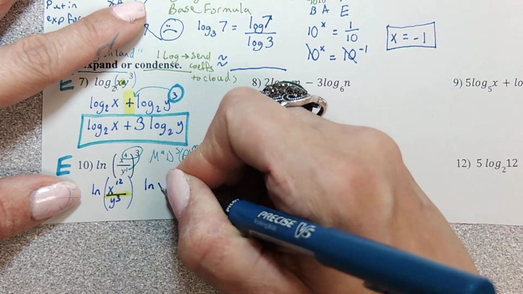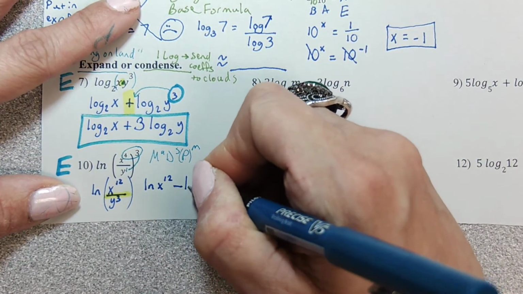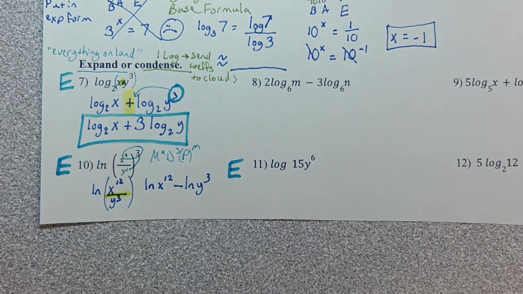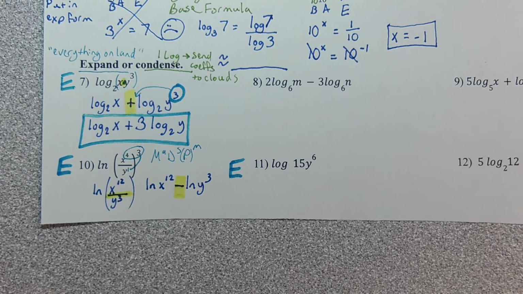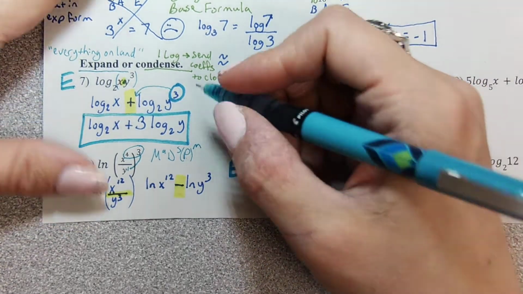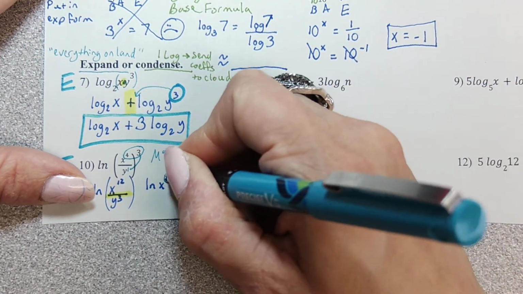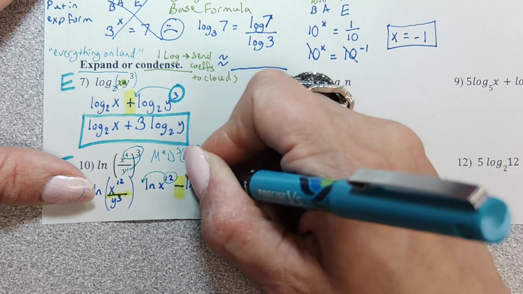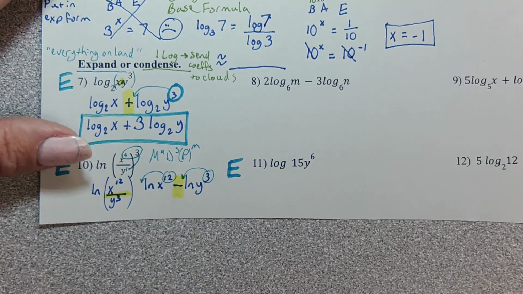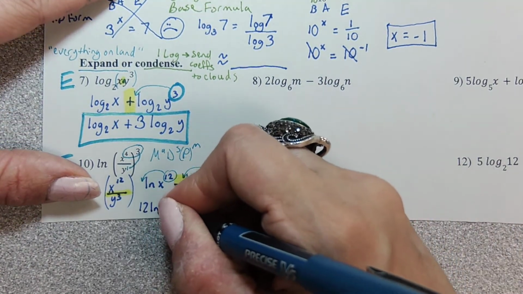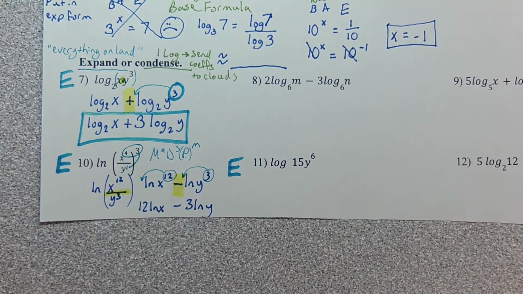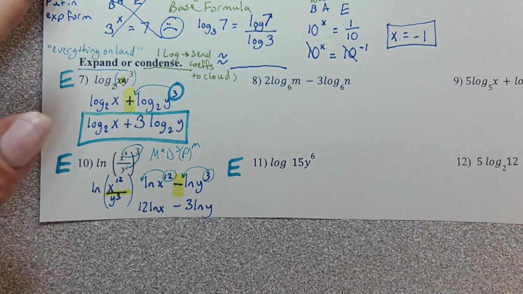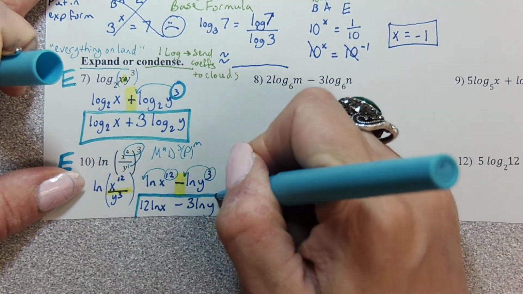So this will be natural log of x to the 12th minus natural log of y to the 3rd. So division in the answer part expands to subtraction between the logs. Then, since we are expanding, we want everything on the land, which means we're going to take those powers and move them out in front as coefficients. So 12 natural log x minus 3 natural log y. And that would be our expanded form.